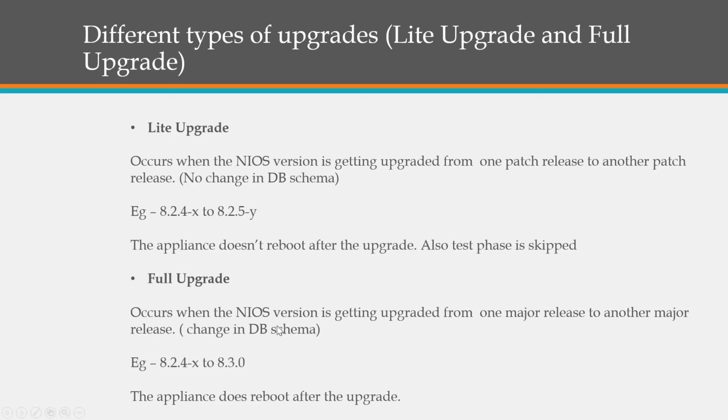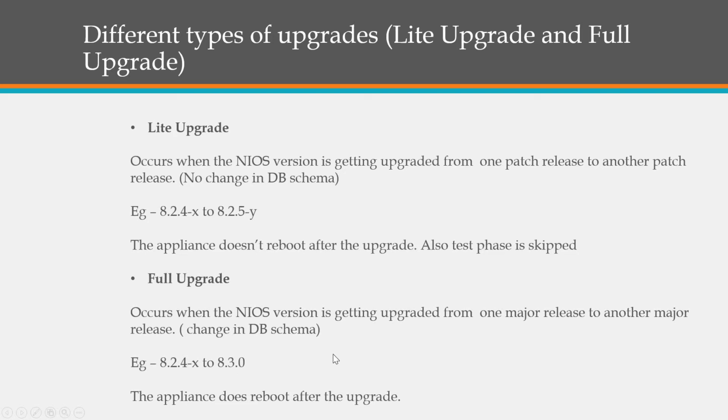And a full upgrade occurs when the NIOS version is getting upgraded from one major release to another major release, and there will be some changes in the database schema. So it's like some new tables will be added, or there will be changes in the database. That's when Infoblox normally comes up with a major release. An example of that would be from 8.2.4 to 8.3.0.